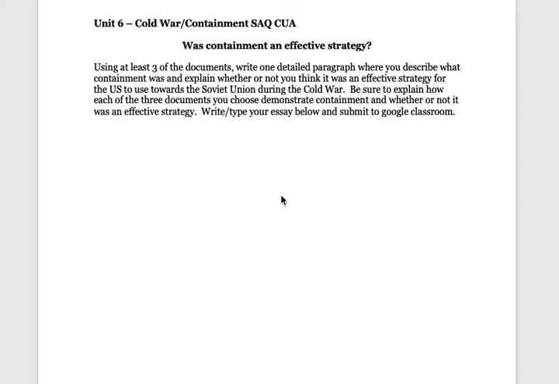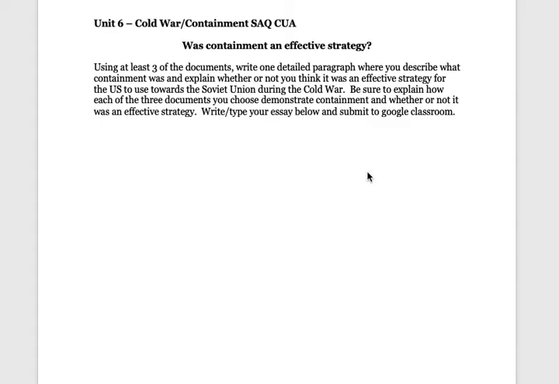Coming back to the actual description: be sure to explain how each of the 3 documents you choose demonstrates containment and whether or not it was an effective strategy. Write or type your essay below and submit on Google Classroom. So it's again saying, use those 3 documents and demonstrate whether you believe it was or was not effective. And like I said, you have a choice of 5 documents.